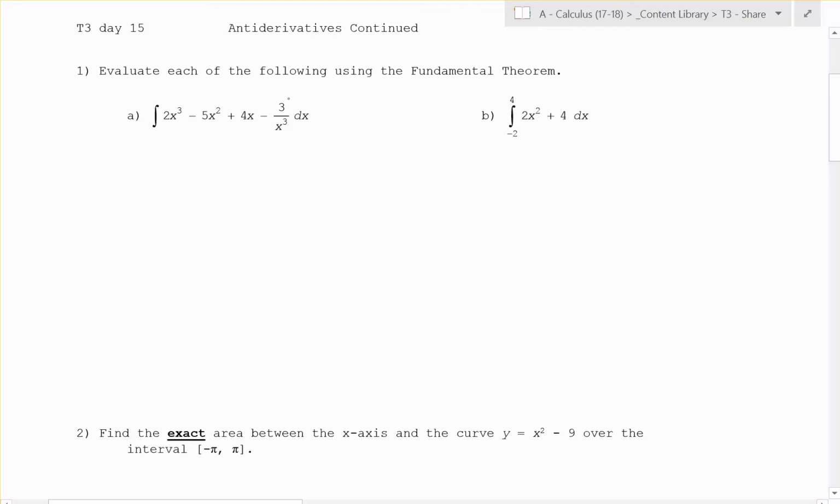The first one is indefinite because it has no limits of integration, so it'll have x in it. So there's no limits here. You're not evaluating it between two specific values, but over here this is definite, so we will.